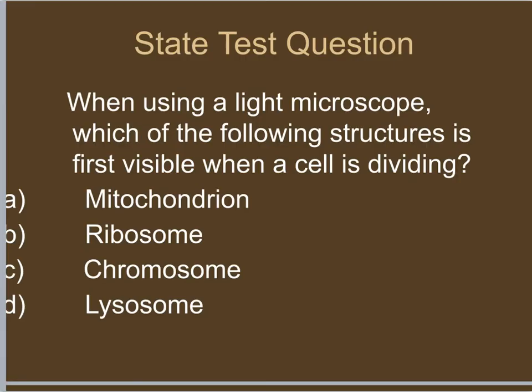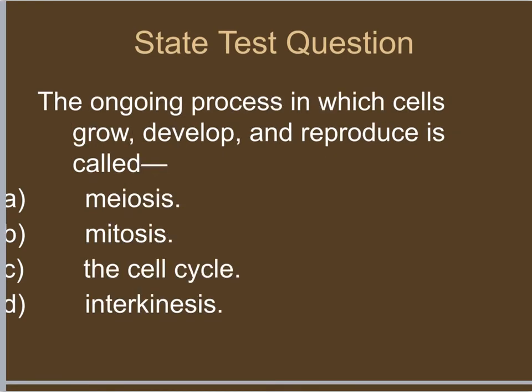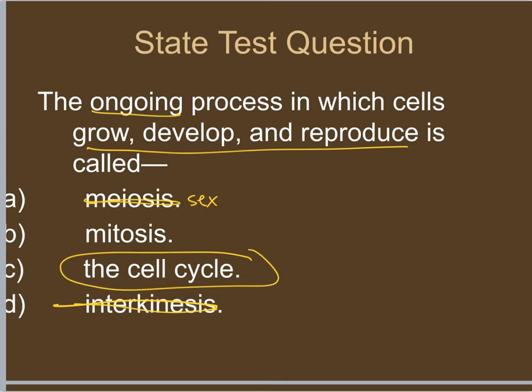When using a light microscope, which of the following structures is first visible when a cell is dividing? Hopefully you'll know that chromosomes are. The ongoing process in which cells grow, develop, and reproduce is called what? Interkinesis, we're not talking about that. Meiosis is making of sex cells, and it does not mention sex cells. Mitosis is the nucleus dividing, and it doesn't involve growing. So the cell cycle is that ongoing process.